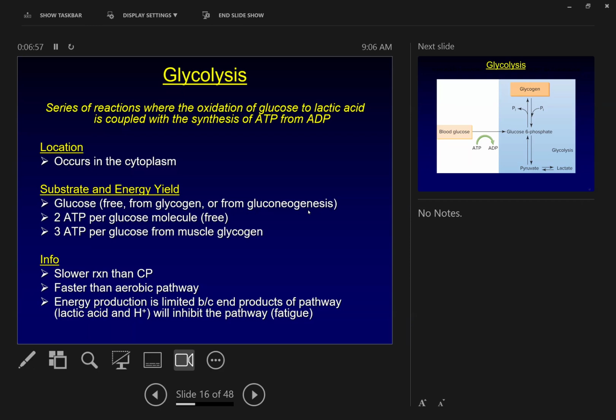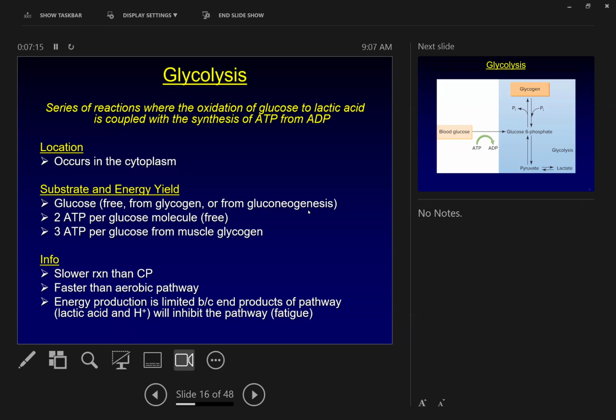This will be really, really important because one of the things that we make at the end can go to lactic acid, or it can go into the Krebs cycle, which means it has to get into the mitochondria. So this is in the cytoplasm.